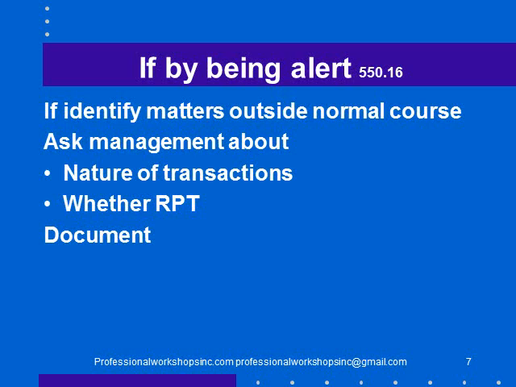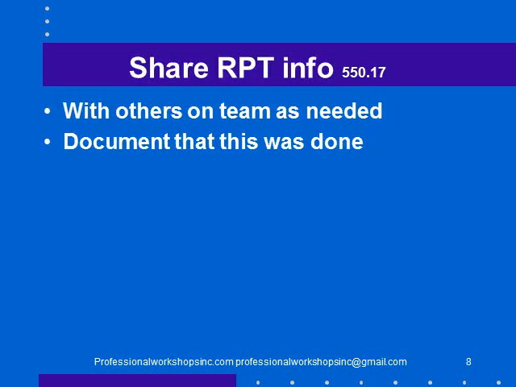And if, as a result of being alert, we did identify matters that are outside the normal course of business, we would ask management about it, and we would document what we found and what additional procedures, if any, we thought were necessary. We would share related party information with others on the team as needed, not necessarily everyone, but as needed. And again, because this is a requirement, important to document that this was done. And again, a checklist could remind us to say, and I shared the information as needed with other members of the team.